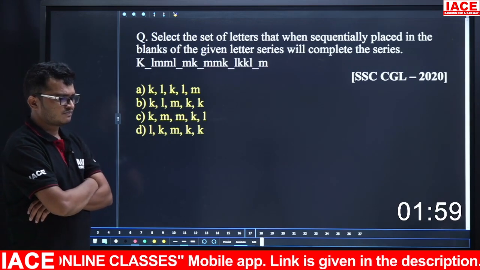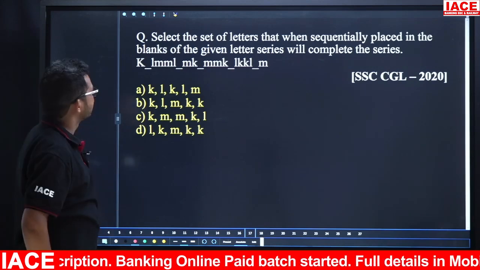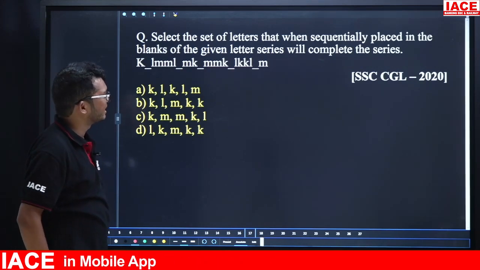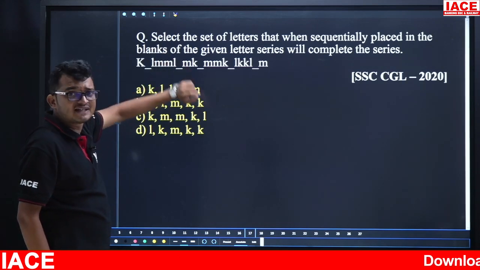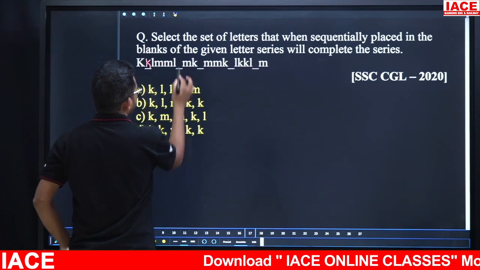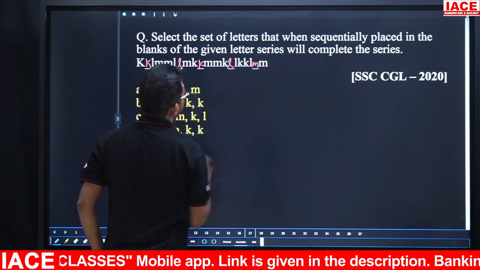Yes, time up. Select the set of letters that when sequentially placed in the blanks of the given letter series will complete the series. For this one, analyze the sequence. If not, substitute the options. Take your options. Here K, next L, next K, next L, next one is M.